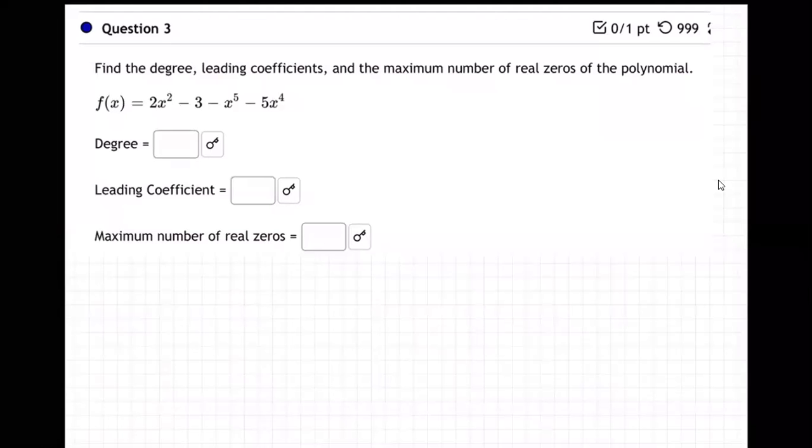Okay, so on this one now, what are we going to do? They're saying find the degree, leading coefficient, and maximum number of real zeros of the polynomial. Okay, so first off, what is all this? This is kind of the lingo. Degree means highest power.